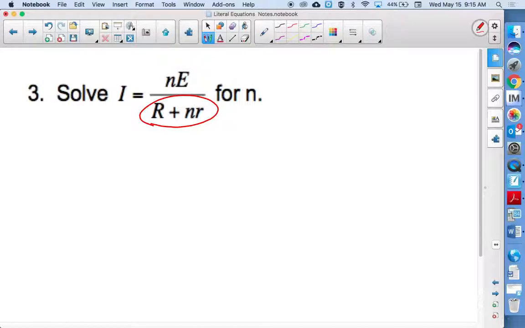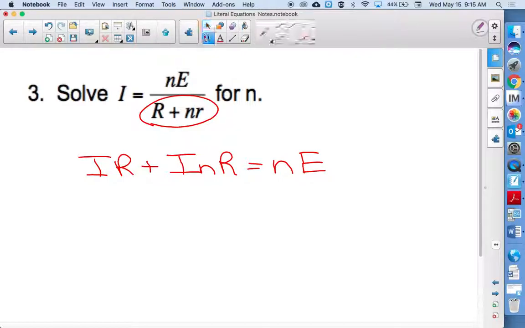Well, do you factor it? Sure, let's factor it. Yeah, let's see what happens there. I r plus I n. So she's just multiplying to get this to the other side. R, n, r. And then taking that I, distributing it through. So IR plus INR. Okay, the goal is to solve for n.